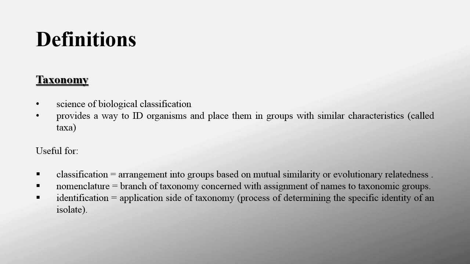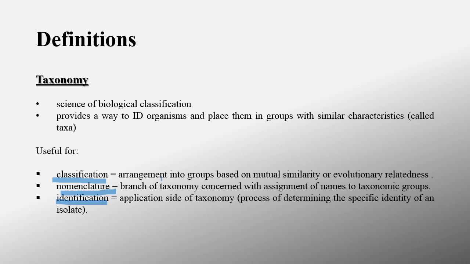Okay, let's look at some definitions. So first is taxonomy. Taxonomy is the science of biological classification, and it usually provides an ID or name and a place for organisms in a group with similar characteristics, which we call a taxa. Taxonomy is useful for classification, nomenclature, and identification.